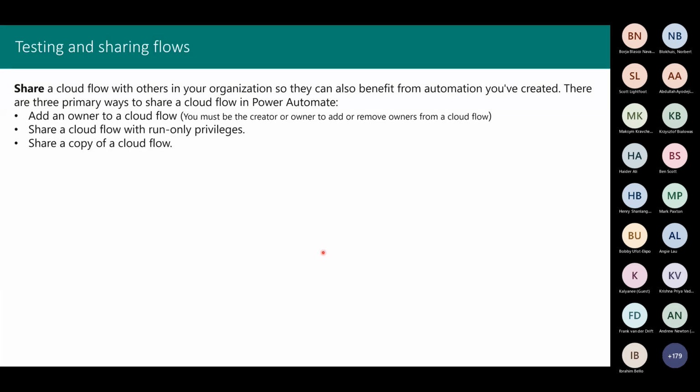You can share a flow as an owner, so adding an owner and sharing as an owner, but you can also share a flow with run-only privileges, so someone that can only execute the flow without changing the definition of the flow. Or you can also share a copy of a flow. Sharing a copy means that you can share your flow definition with another user that can use it as a template in order to create another flow. It cannot directly modify your shared flow.